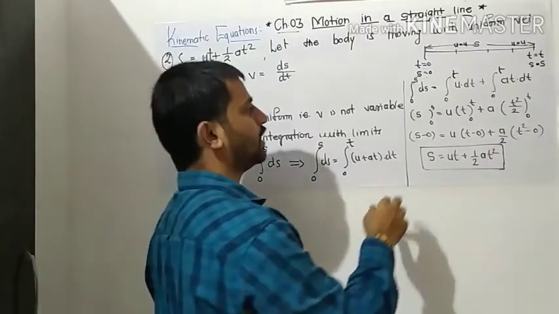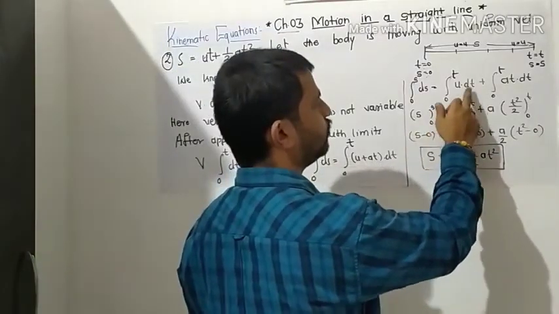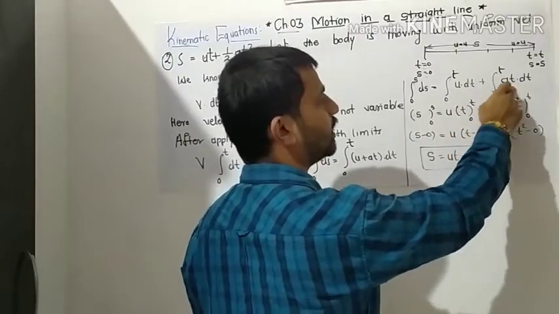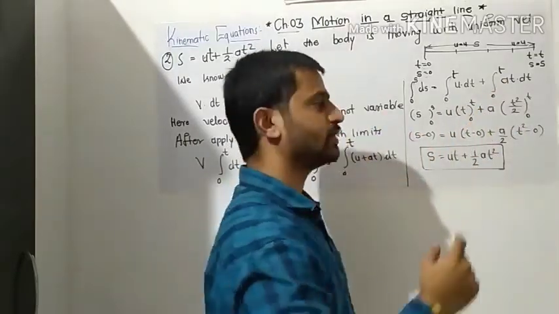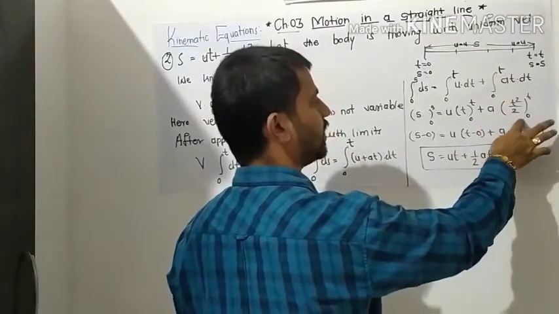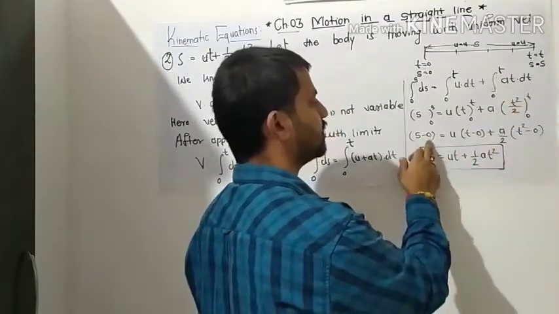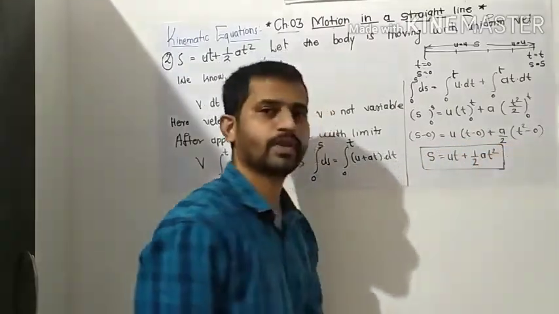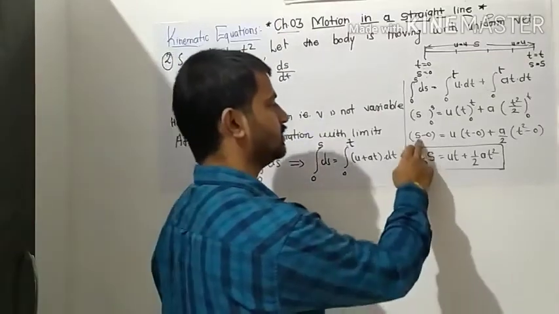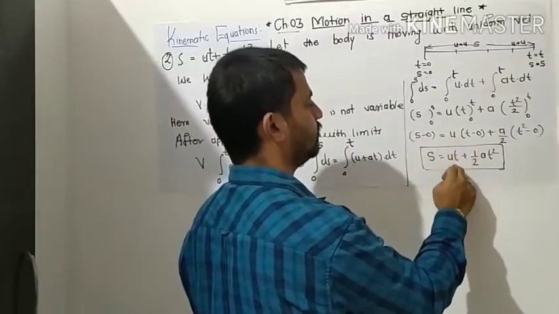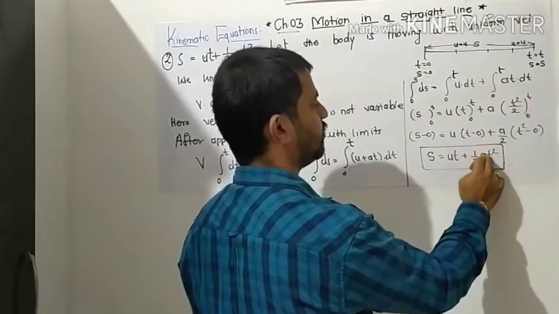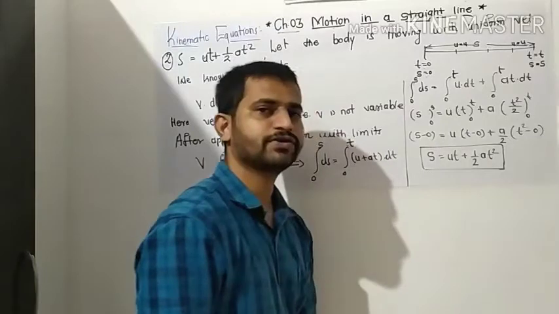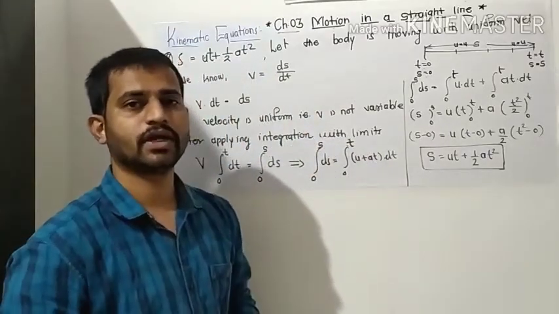Applying the limit 0 to s, then u into the integration of dt, that is t from 0 to t, plus a times the integration of t, which is t raised to n plus 1 upon n plus 1, that is t square upon 2, applying the limit 0 to t. Then we get s minus 0 is equal to u into t plus a by 2 into t square minus 0. So we get the equation s is equal to ut plus 1 half a t square. This is the second equation of kinematics by using the integration method.